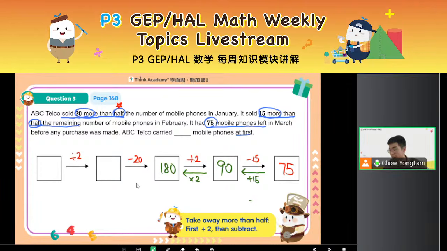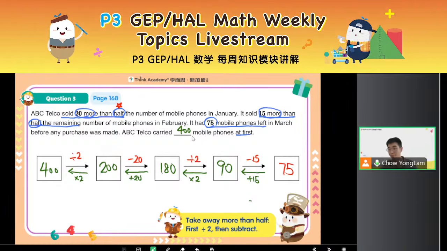Okay, now let's have a race. What's the final answer? Okay, 180 plus 20. That will be 200. And then 200 times 2 will be 400. So again, we found our answer. Yay, very easy, right? 400 mobile phones at first.